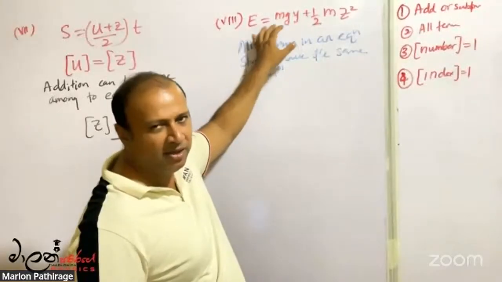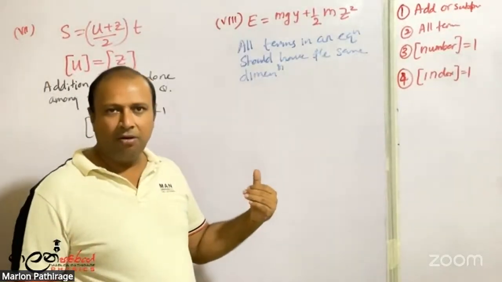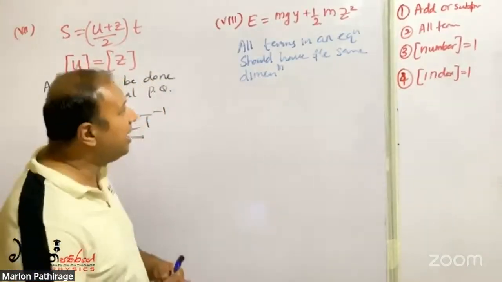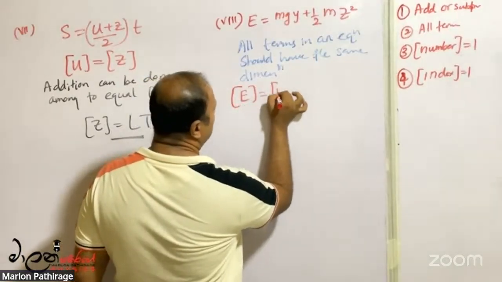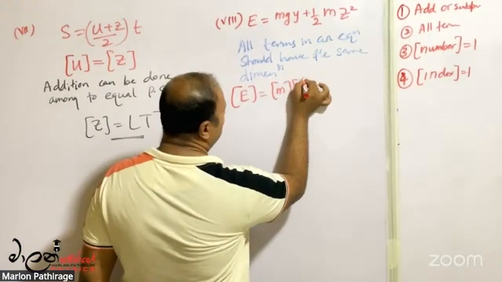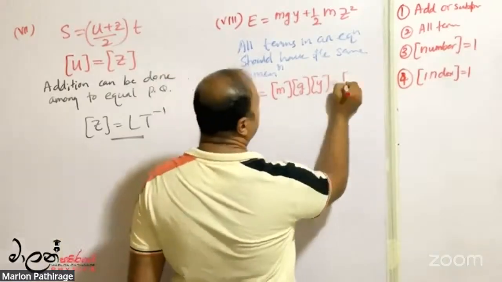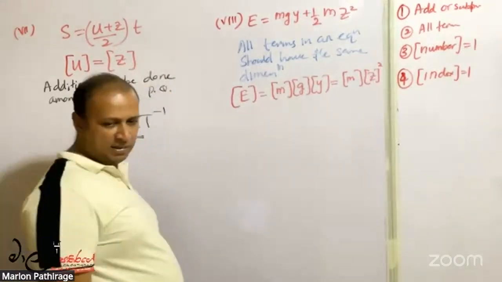There is no addition between E and mgy. Therefore, you have to use the second rule, that all the terms in an equation should have the same dimension. So the dimension of E should be equal to the dimension of M, dimension of G, dimension of Y, as well as equal to the dimension of M into the dimension of Z squared.